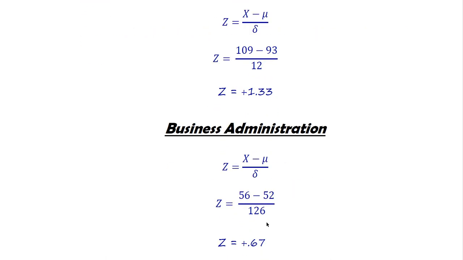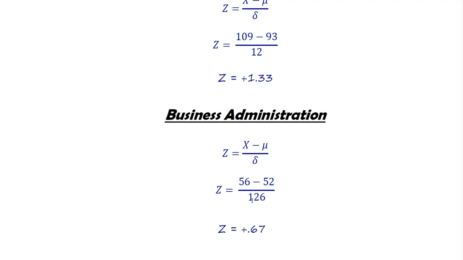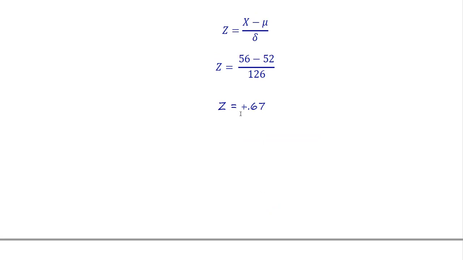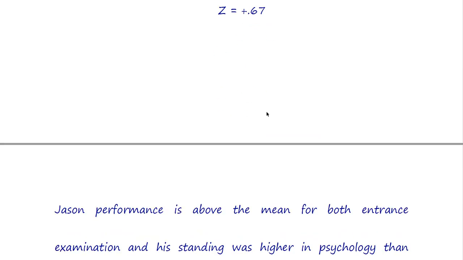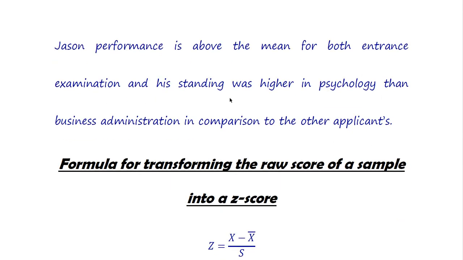And in business administration, Jason's score was 56 minus the mean of all students who appeared in the entrance exam of business administration, which is 52, over 6. Here is a mistake, we wrote simply 6. 6 is the standard deviation, so the z score is 0.67. So Jason's performance is above the mean for both entrance examinations, and his standing was higher in psychology than business administration as compared to other applicants.